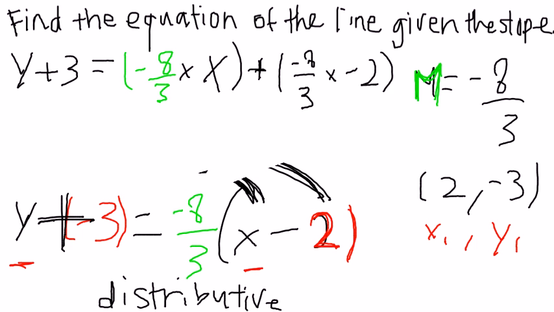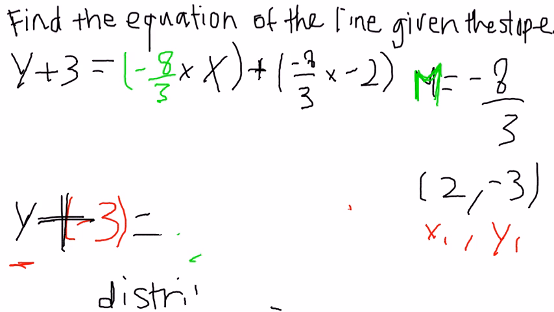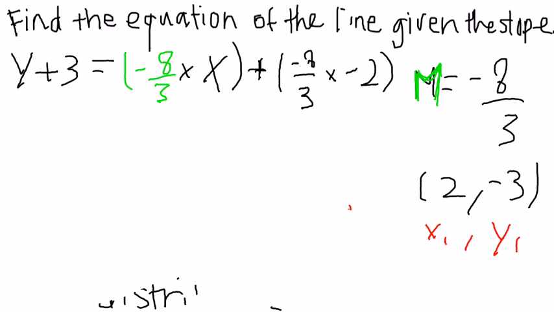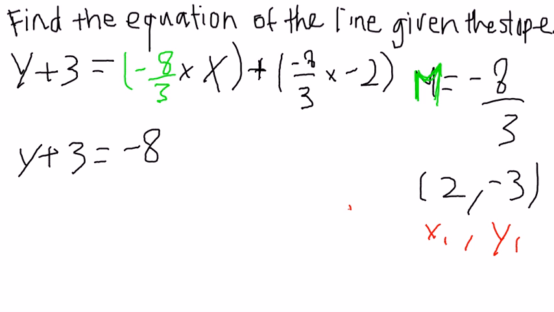Now, let's go ahead and do the math. So, what is negative 8 over 3 times x? That's simply just negative 8x over 3. And we're going to add, what's negative 8 over 3 times negative 2? Well, we can pretend that there's a 1 right here. So we're going to do what's negative 8 times negative 2. Well, they're both negative, so we're going to make that positive. And what's 3 times 1? 3.